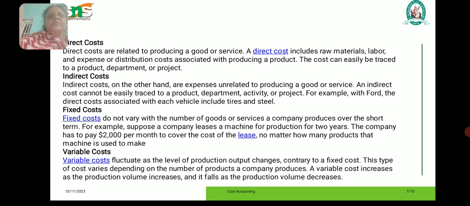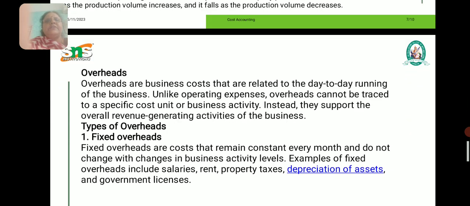Variable costs. Variable costs, on the other hand, fluctuate as the level of production output changes, contrary to a fixed cost. This type of cost varies depending on the number of products a company produces. A variable cost increases as the production volume increases, and it falls when the production volume decreases.